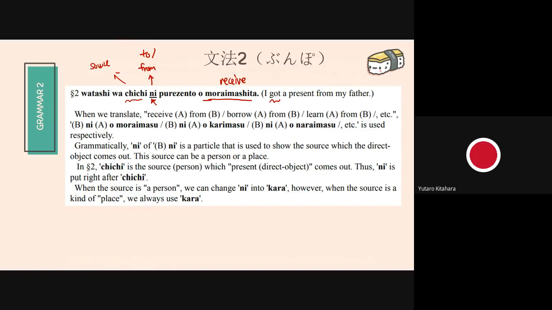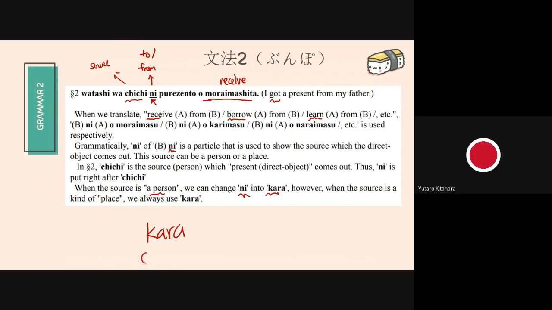So for example, borrow is karimasu, learn is naraimasu, receive is moraimasu, just a few only. Okay, same thing, it's the same order, so nothing special. Okay, when the source is a person, right, we can change ni to kara. Okay, what is kara? You all still remember?